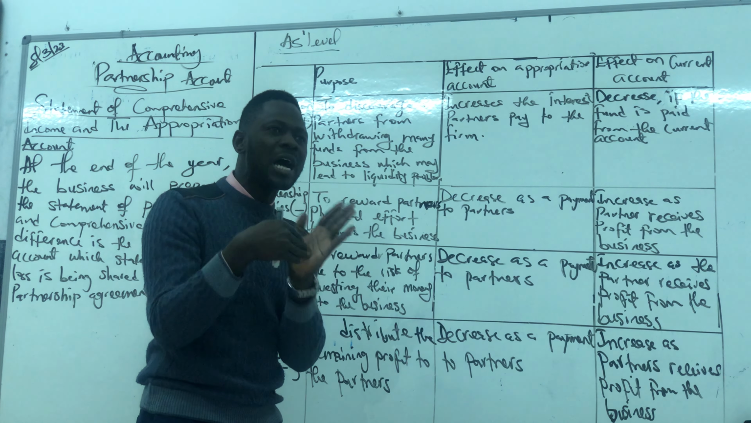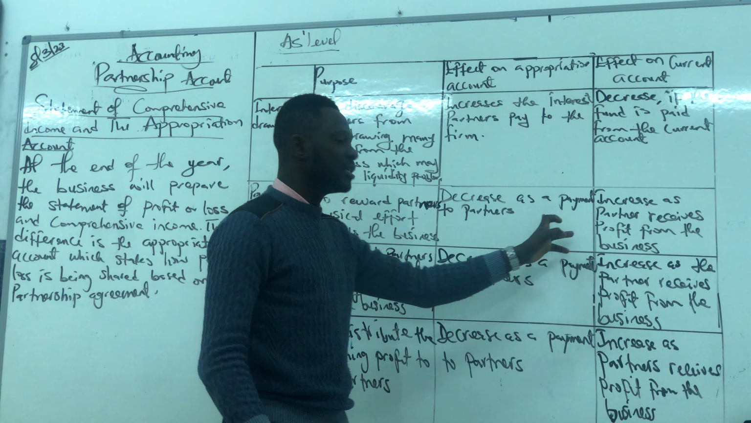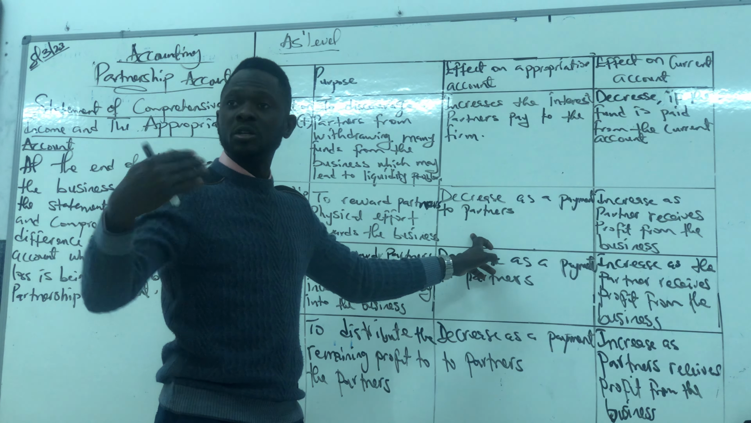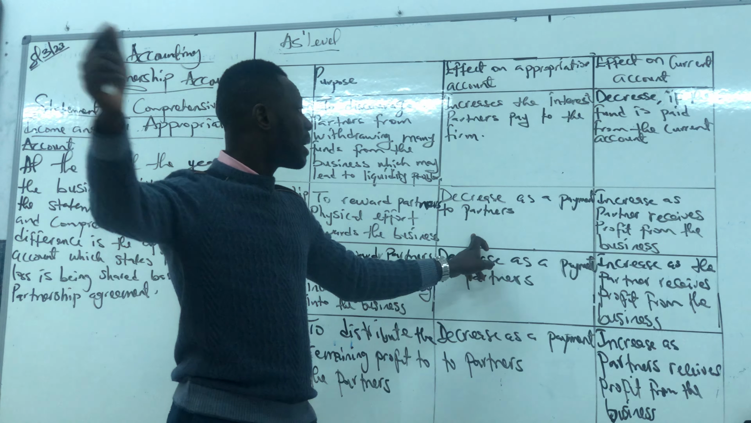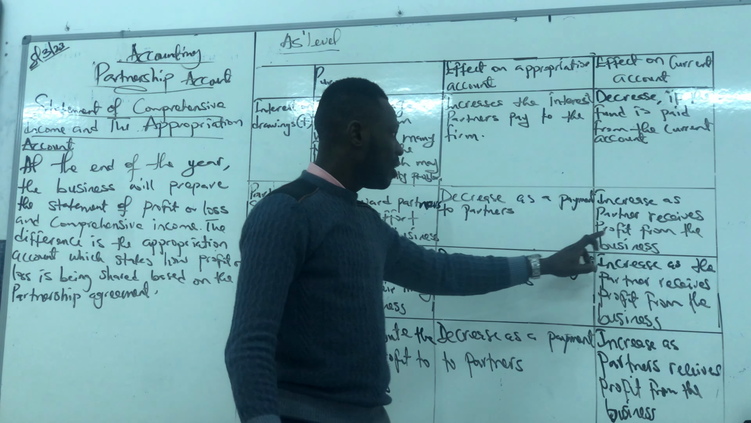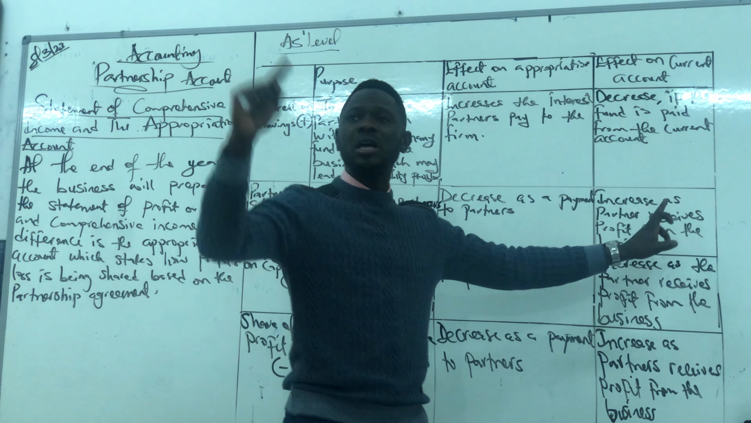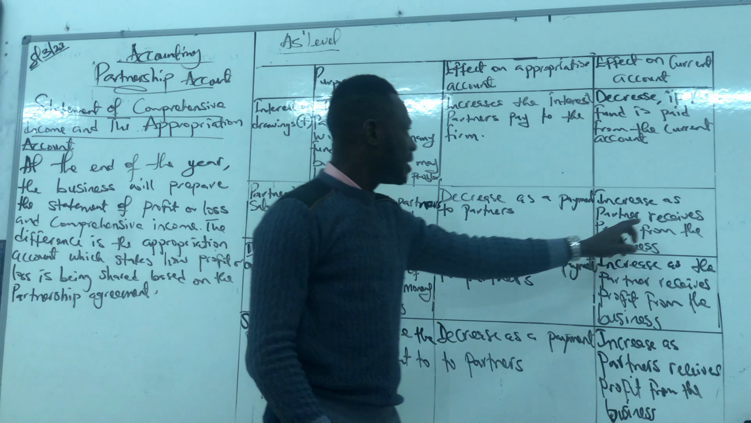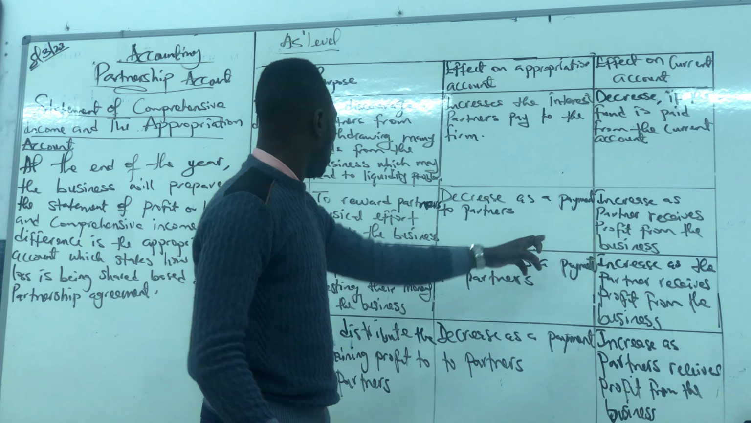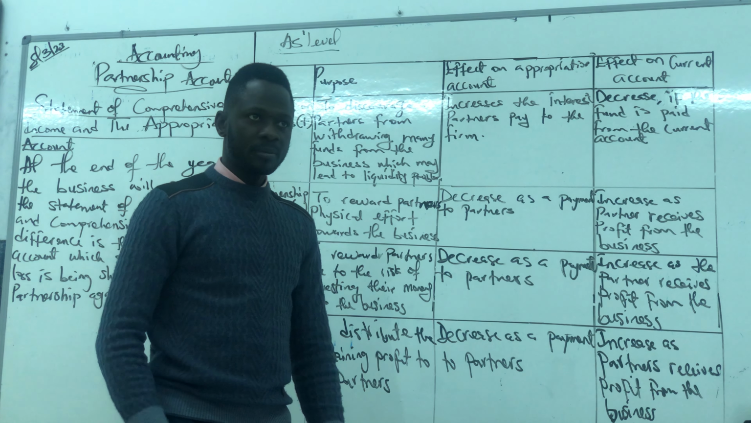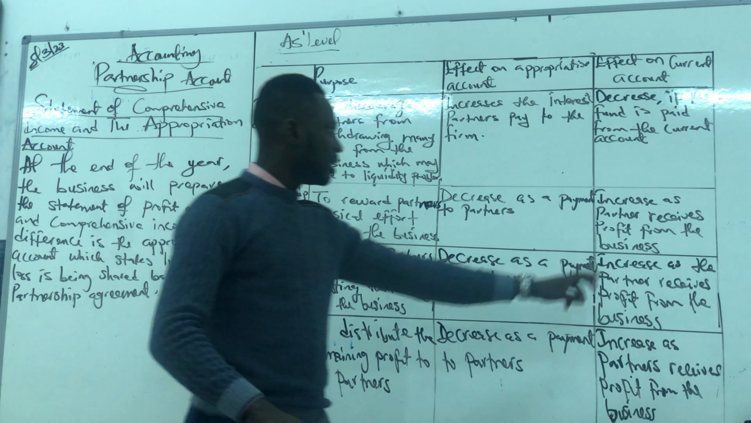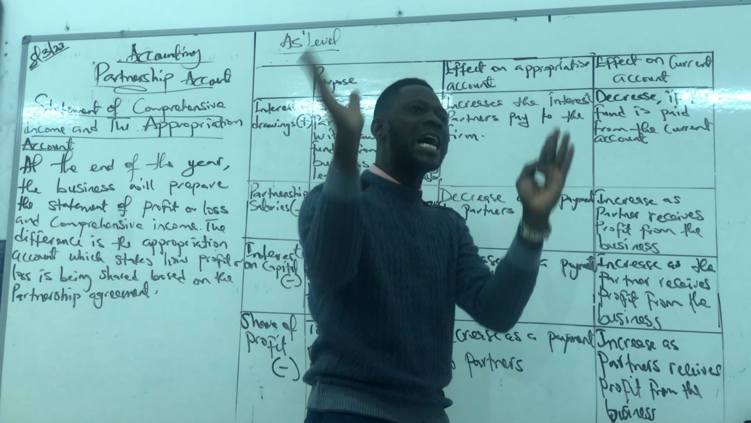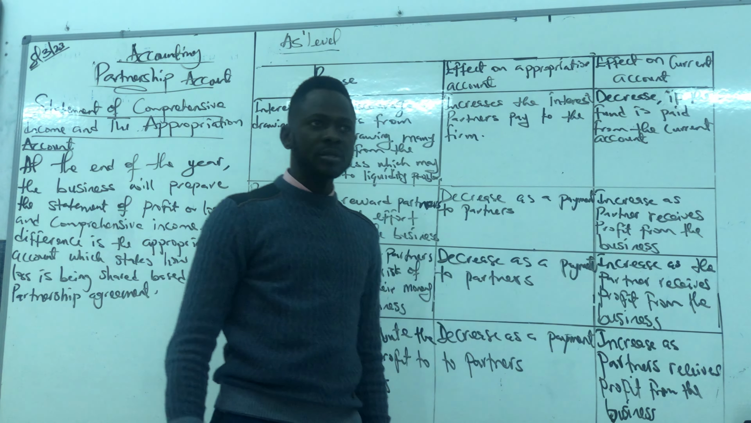What impact does it have in the appropriation account? It decreases as payments to partners. The appropriation account will decrease because you are paying salaries to the partners. At the same time, what happens to the current account? It increases for each partner, because the partner is receiving profit from the business. Do you get the point here? It adds up to each partner's current account.